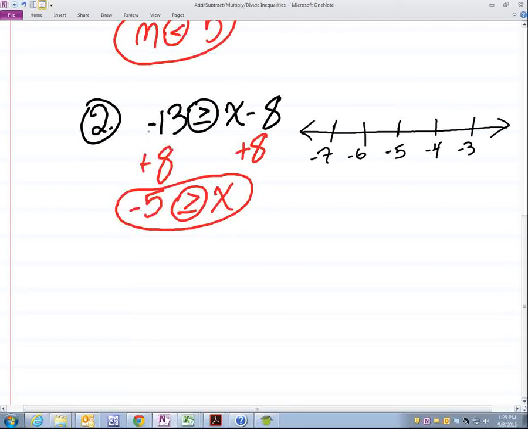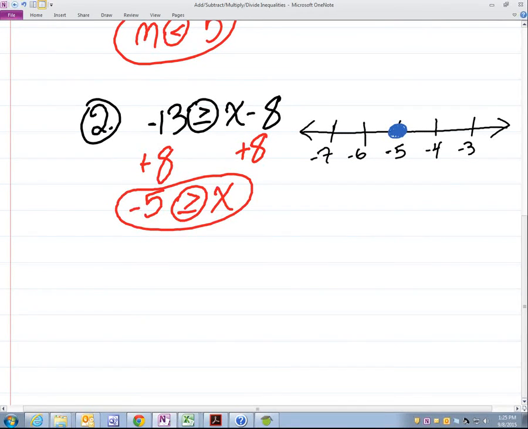I'm going to take this negative 5 and I'm going to have a circle. But here's the thing. It's less than or equal to. So that means that I am going to be filling this in now. It is a closed circle. Closed circle. Then it has negative 5 is greater than or equal to x.